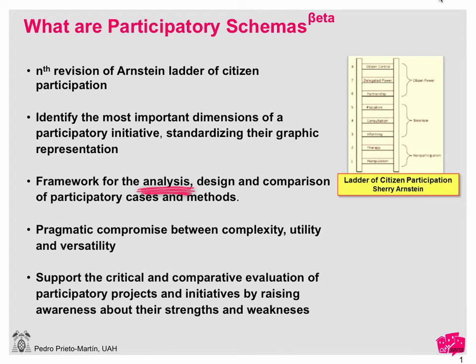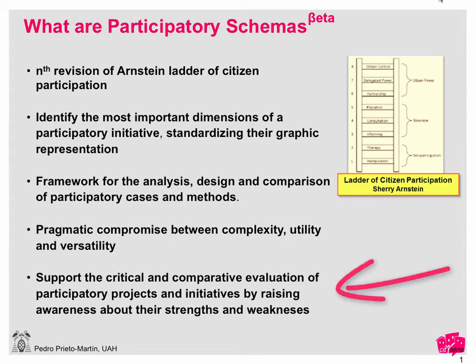So the idea is that this will allow analysis when you are studying some participatory process, when you are trying to design one, and when you want to compare, which is something that is very difficult right now. As such, it tries to reach a pragmatic compromise between complexity, utility, so we want it to be useful, and versatility. It has been thought especially for the local level and policy-making processes, but it can be used in general for any participatory process where, for example, there is no government, etc.